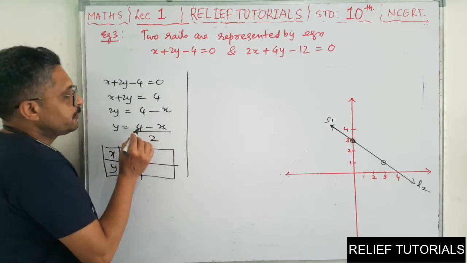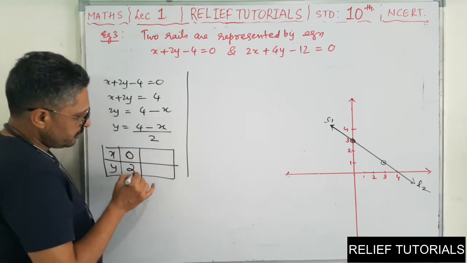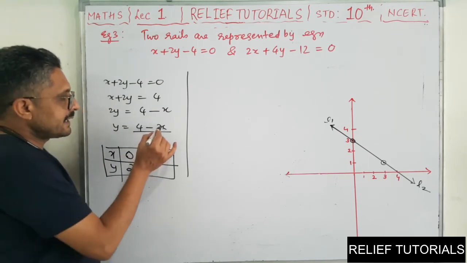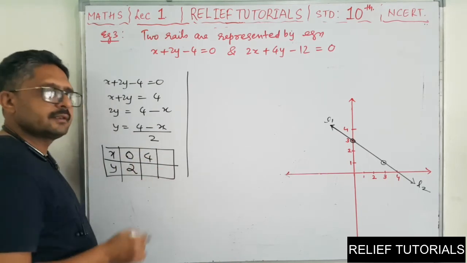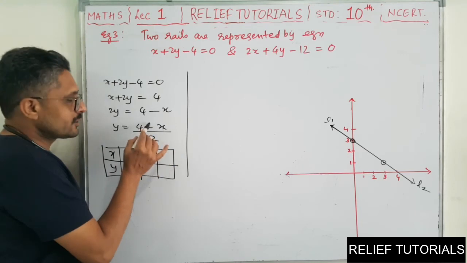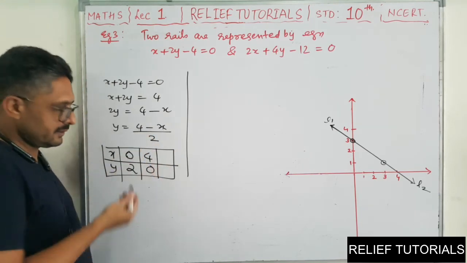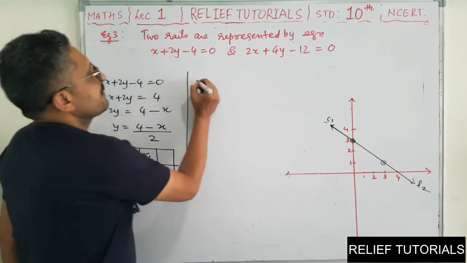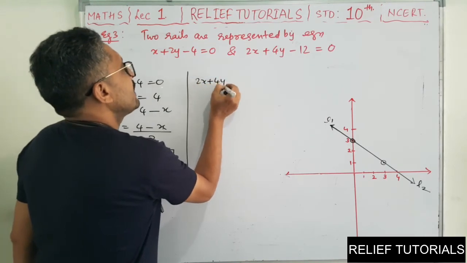x is 0. 4 minus 0, 4. 4 upon 2, 2. Now x I will take 4. 4 minus 4, 0. 0 upon 2 is 0. Enough, these 2 points. Second equation, 2x plus 4y minus 12.